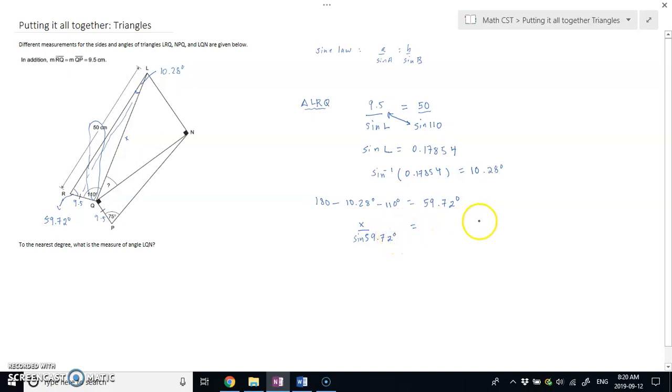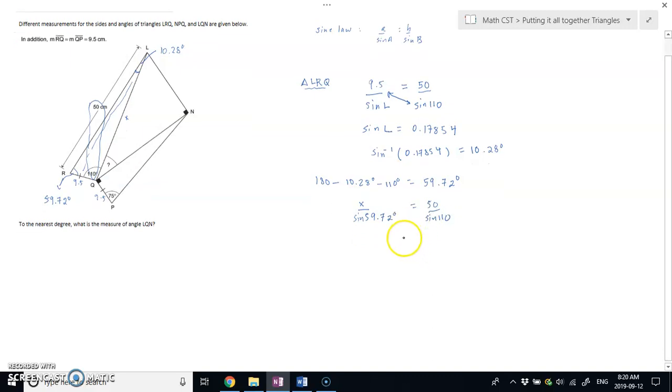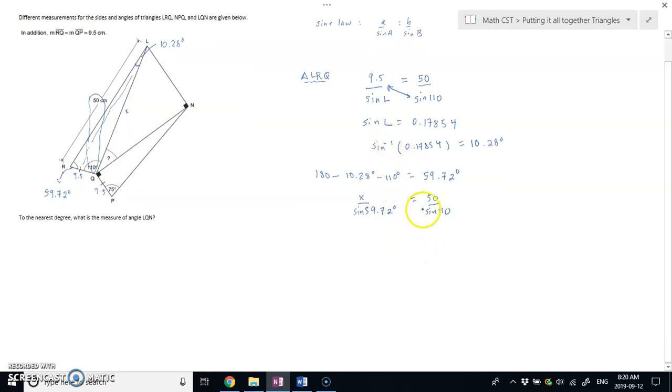And I'll use the two known values that were given in the question, 50 over sine of 110, and then apply the same procedure. And that procedure is to cross the two things we have and divide by the lonely one. So sine of that angle times 50, and then divided by sine of 110.